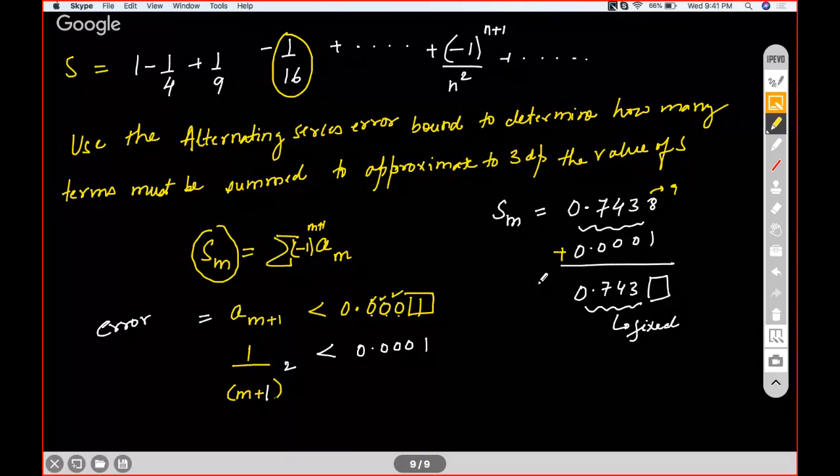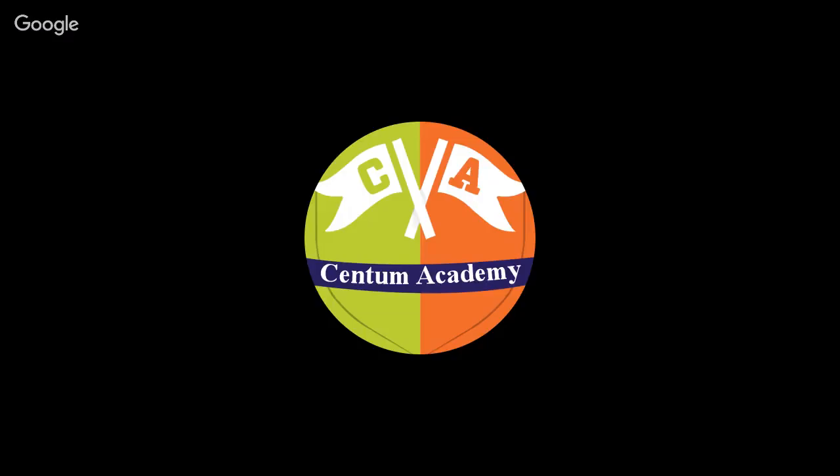Okay. So basically, m plus 1 square should be greater than 10,000, correct? Yeah. So m plus 1 should be greater than 100. That means you should take more than 99 terms if you don't want your first 3 decimal places to change. Okay.